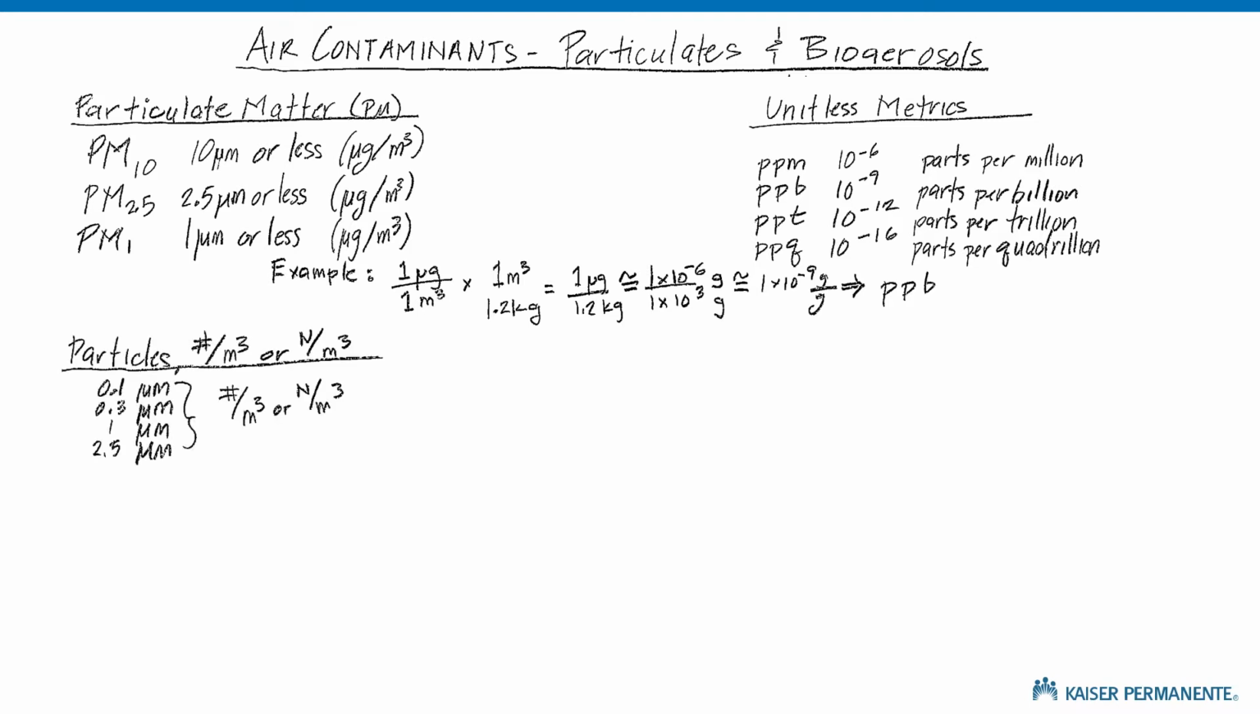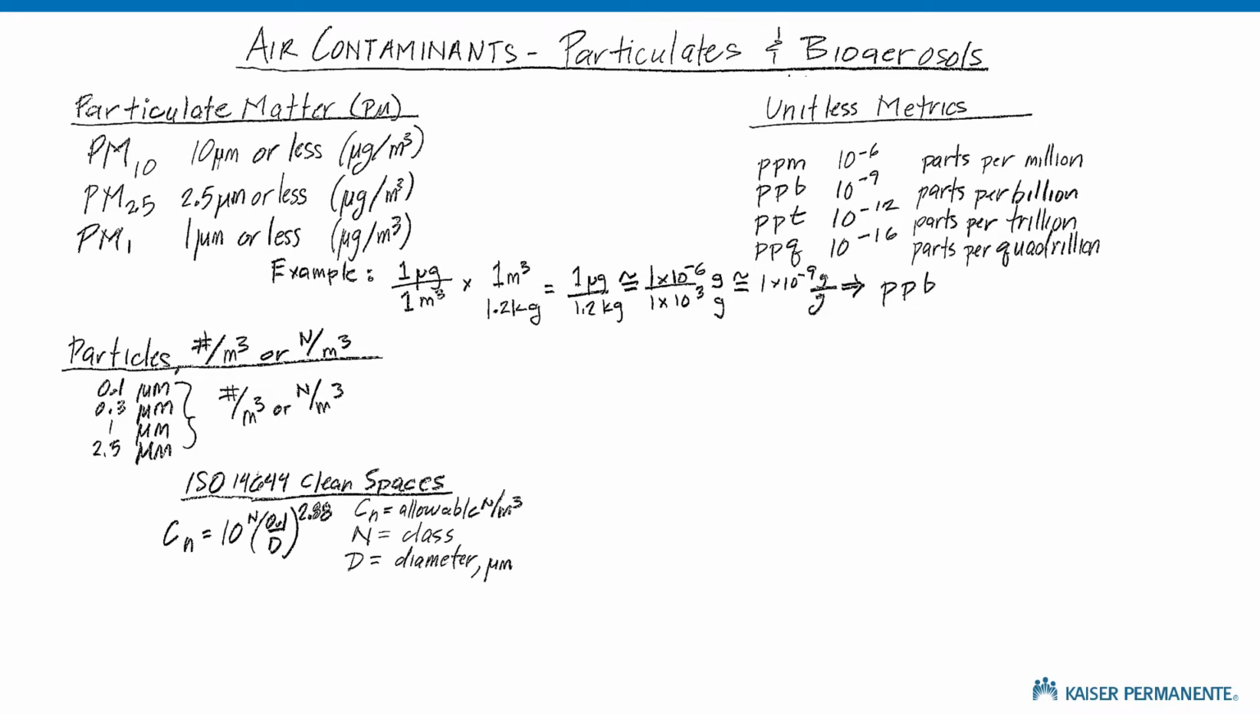The other way that we measure particles in air is in quantities per cubic meter. So we state the diameter of the particle population and then the quantity of particles, number per meter cubed, or N per meter cubed. This is particularly popular in clean rooms.